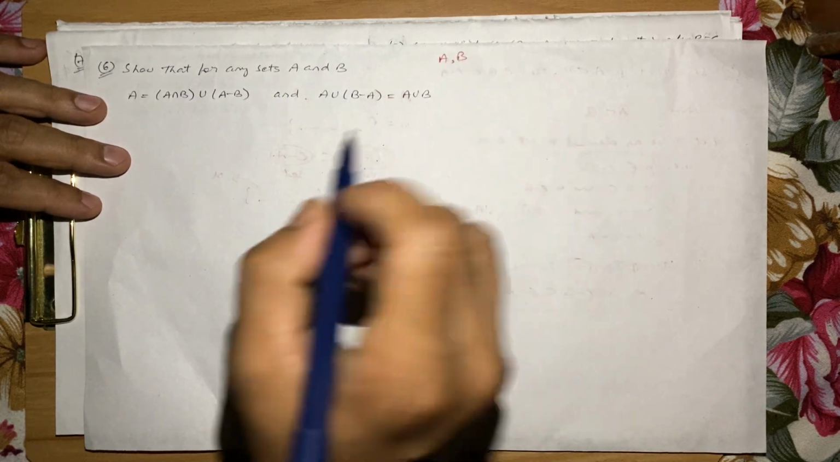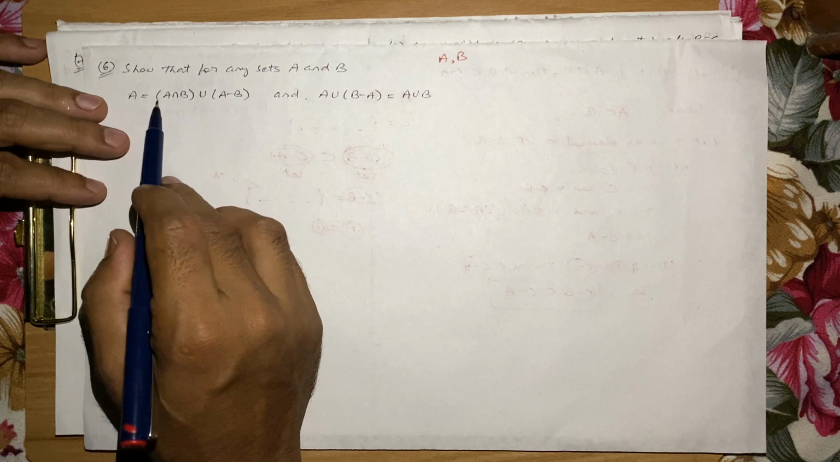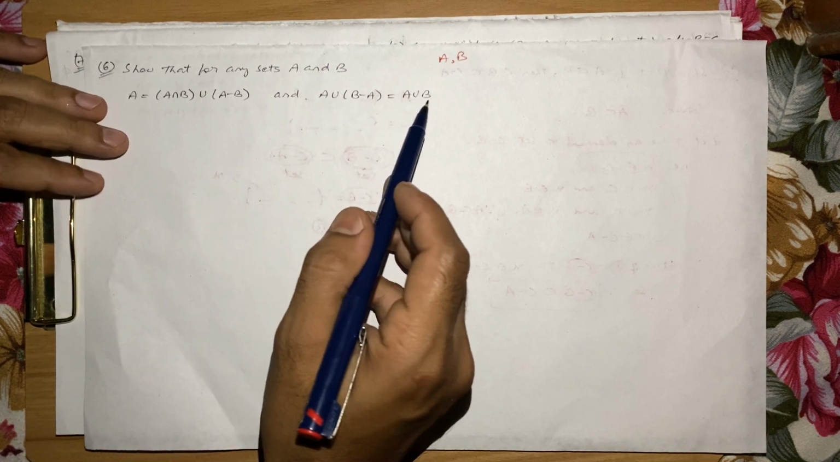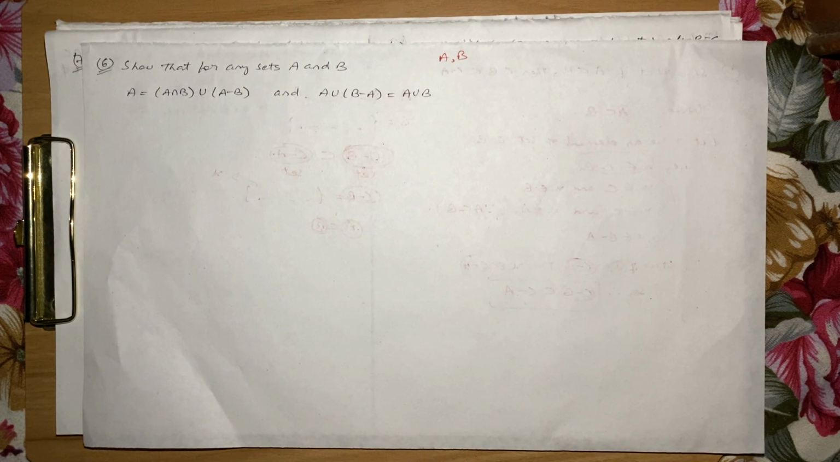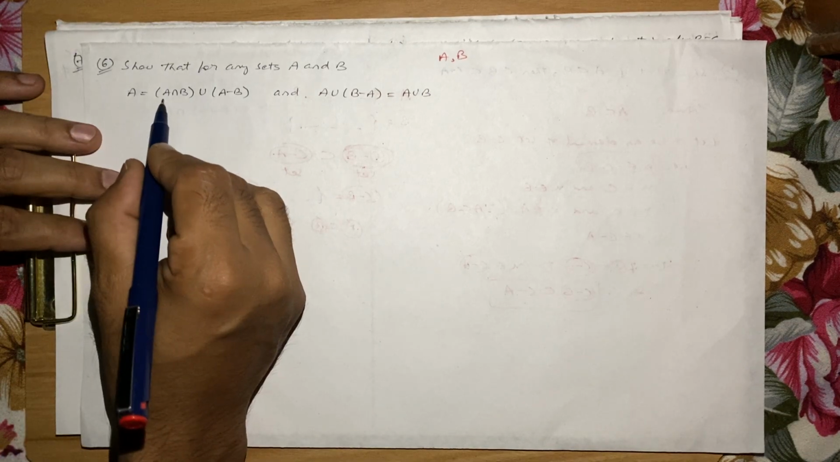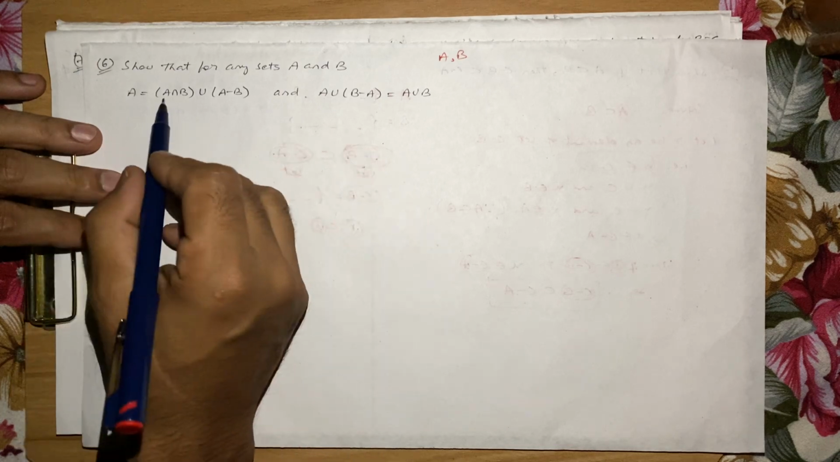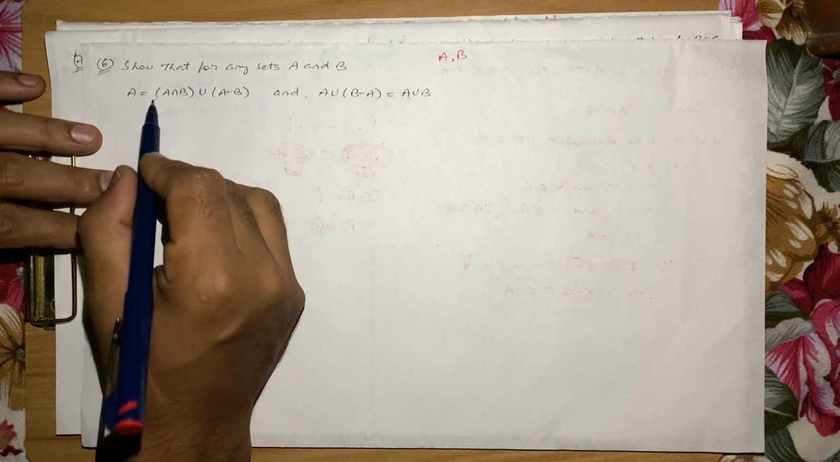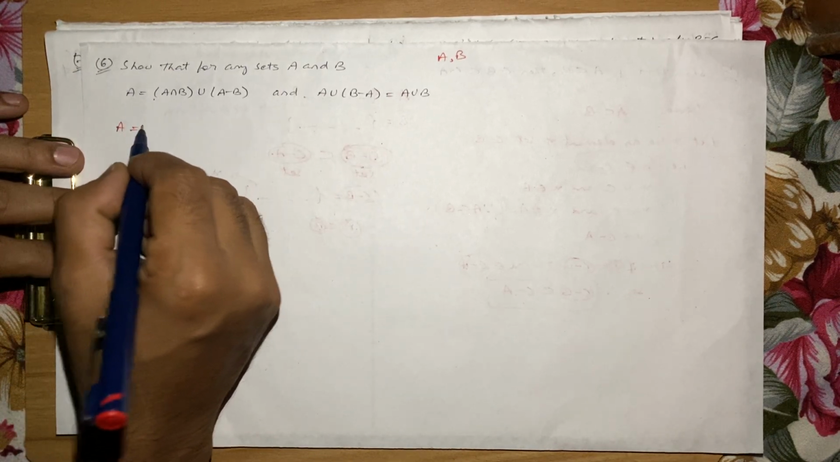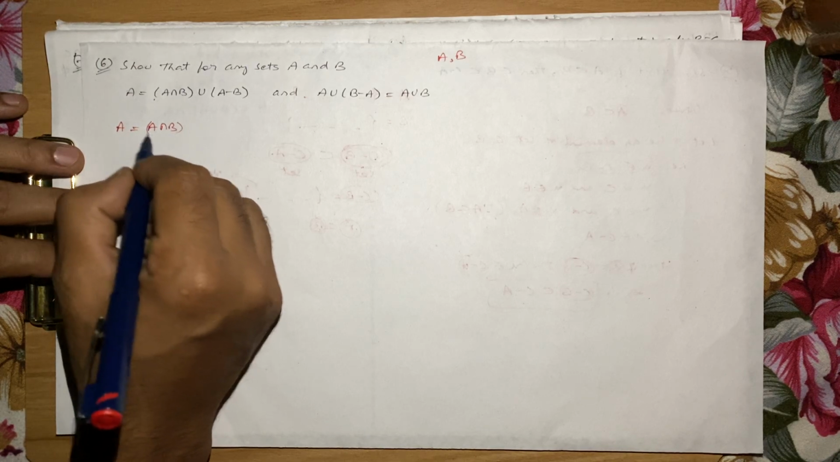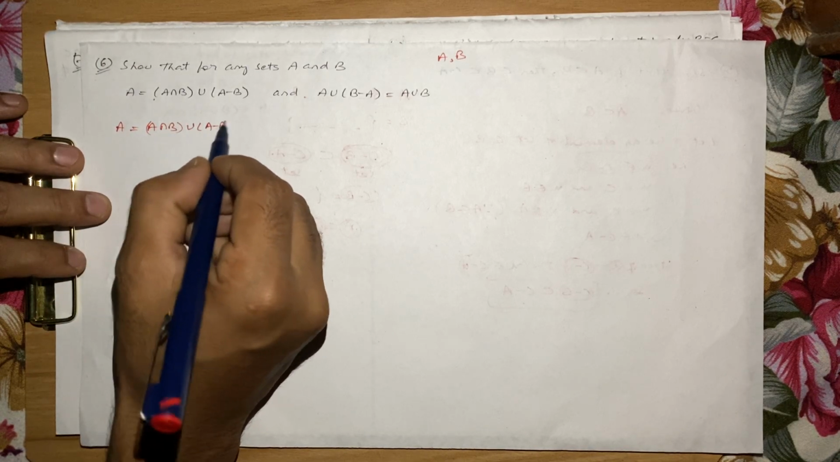Okay. Now the next question is, show that for any sets A and B, there are two sets A and B. Okay, and you need to show that A is equal to this, and A union this is equal to this. Okay, now look here carefully. Look at the right hand side. Okay, on the left hand side, this is A, this is a set. Okay, clear. Now this is also a set, right? See, A is equal to A intersection B union A minus B, right?